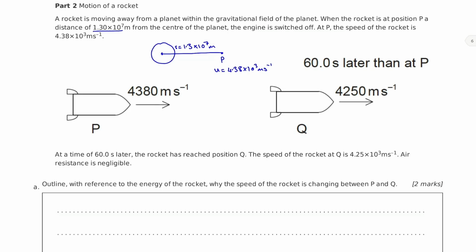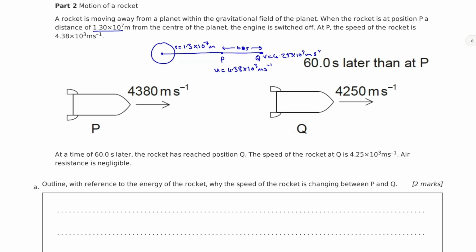60 seconds later, so time is equal to 60 seconds, it has a final speed, V, of 4.25 times 10 to the 3 metres per second. At a time of 60 seconds later, the rocket has reached position Q, we're calling that Q. The speed of the rocket is 4.25 times 10 to the 3.